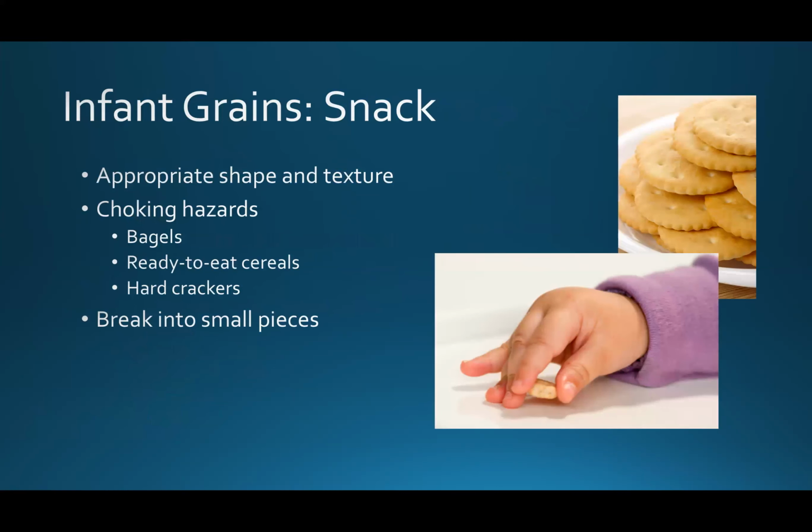Be sure to select grain, bread, cracker, and cereal products of appropriate shape and texture for an infant's eating abilities. Some items, such as bagels, ready-to-eat cereals, and hard crackers, may be a choking hazard. These foods must be broken into small, manageable pieces.